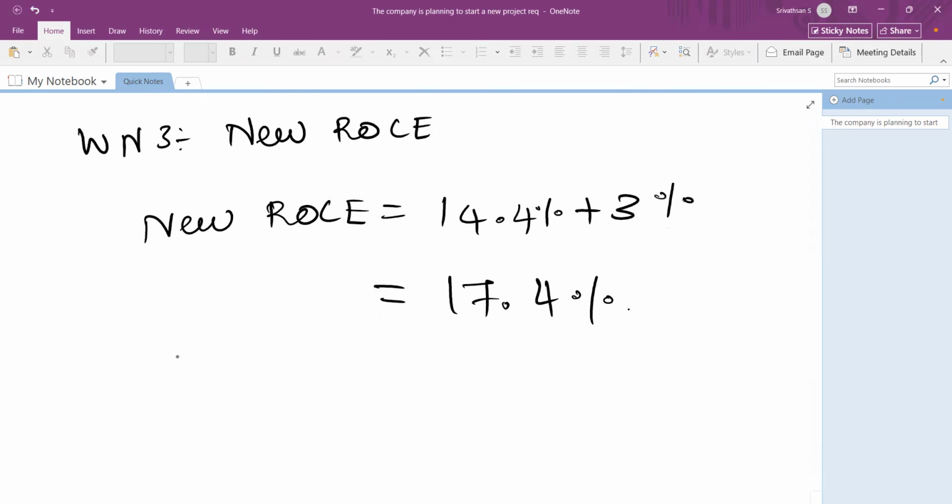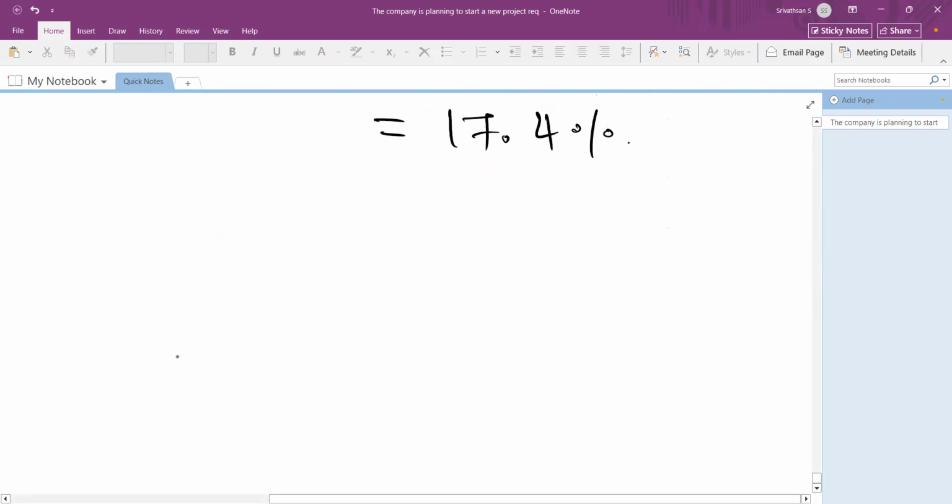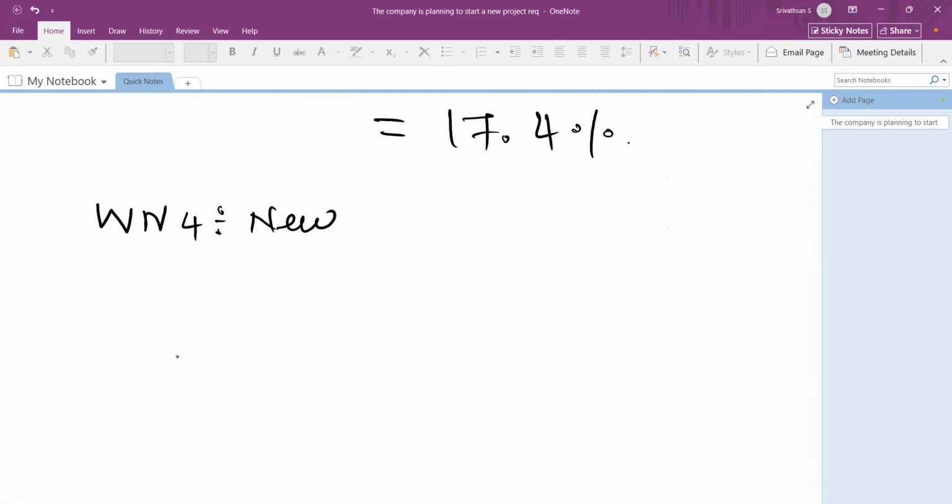See, when I say new EBIT, since the company is employing an additional capital of 3 million in the business, the EBIT of the company should increase, right? Due to the modernization of the plants, EBIT of the company is going to increase. And that is one of the reasons why return on capital employed is also increasing, right? So let's calculate the new EBIT. Working note number 4, new EBIT.